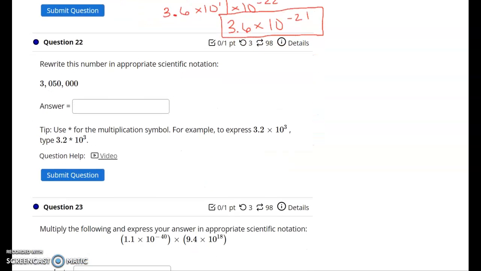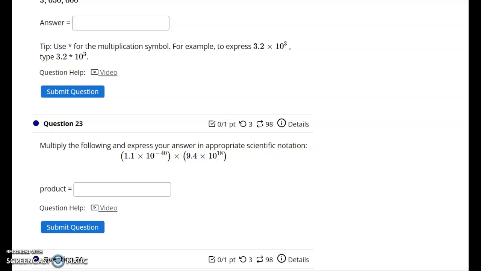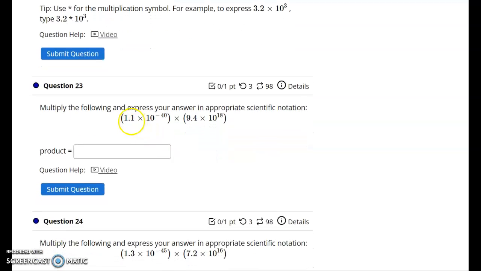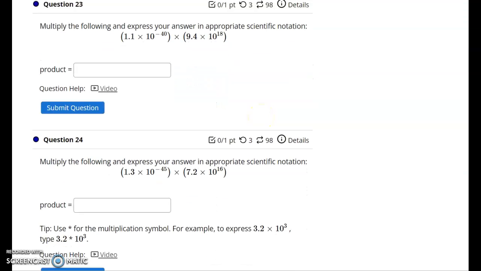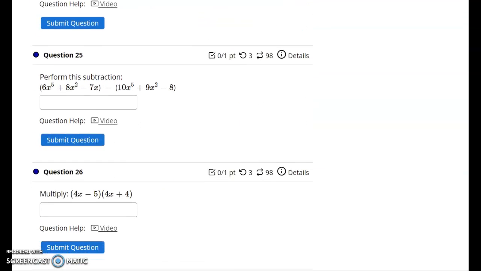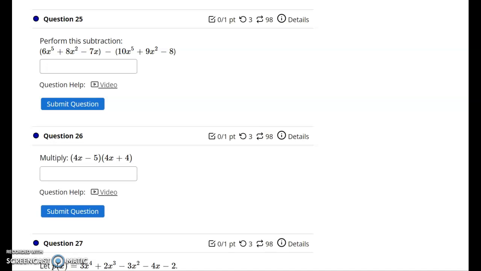Okay, 22, I'm going to skip. 23 is similar, you know, multiply the numbers in front, multiply the tens, and then you may need to rewrite it in scientific notation. Okay, we are going to look at 25.